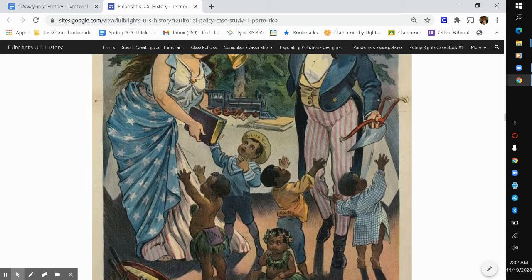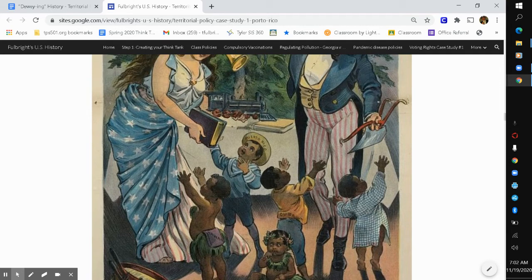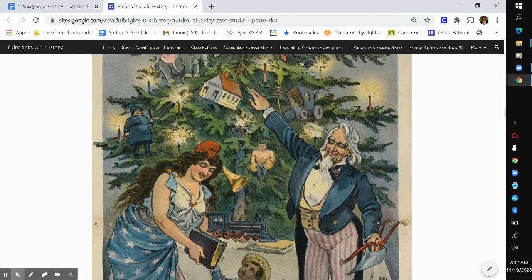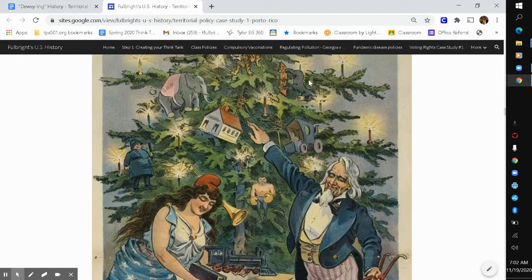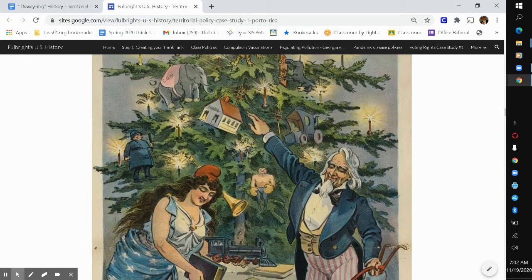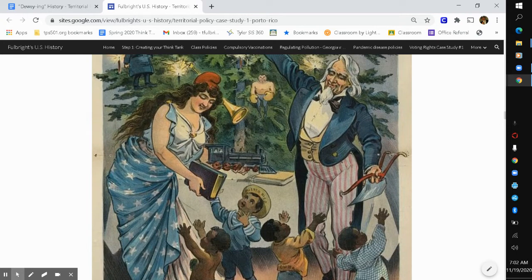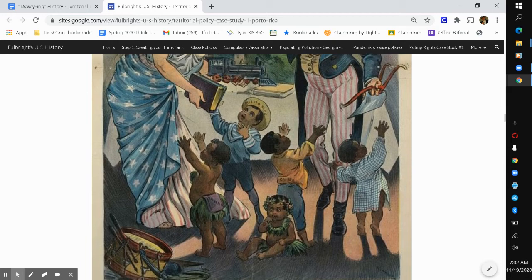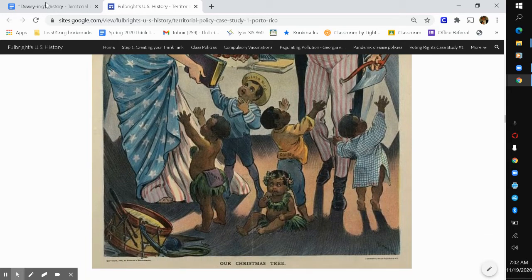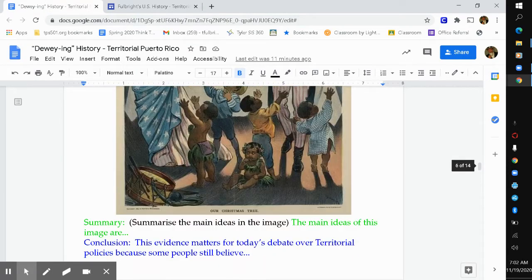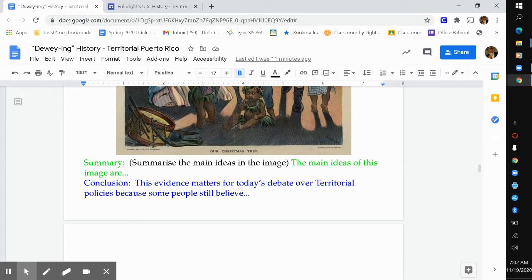You know, the girls in the video talked about how Puerto Rico had other things they needed to worry about. They didn't need to be treated equally right now. They need to have other things done for them. What's happening in this cartoon? They may not be treating them equally, but what are they helping them with? Consider that when trying to tell me what the main idea is and why that matters for today.